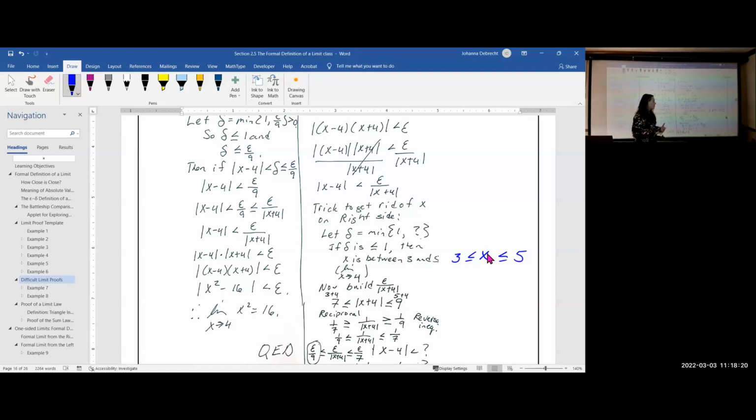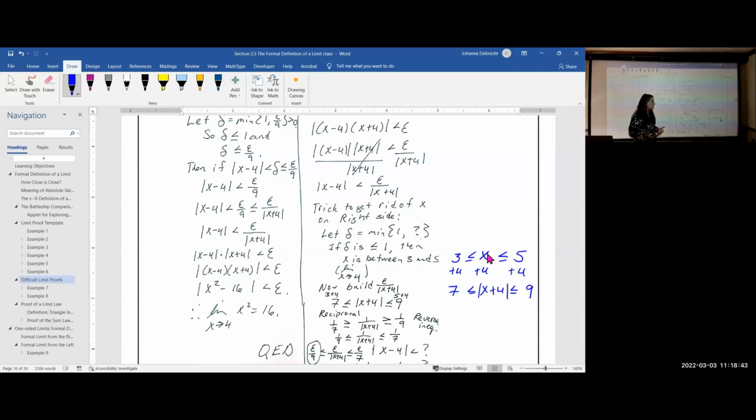Well, I could just go ahead and start and say, well, I can add 4 to all 3 parts. So if I add 4 to all 3 parts, then I can end up by saying that 7 is less than or equal to x plus 4, which is less than or equal to 9. And I can add the absolute values without changing anything because they're all strictly positive.